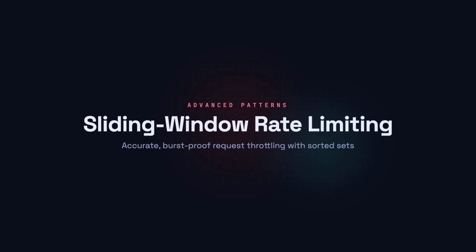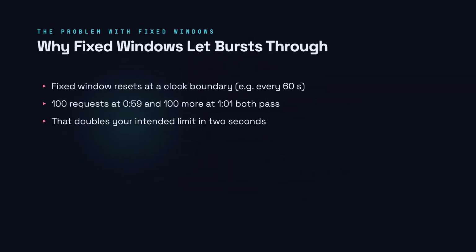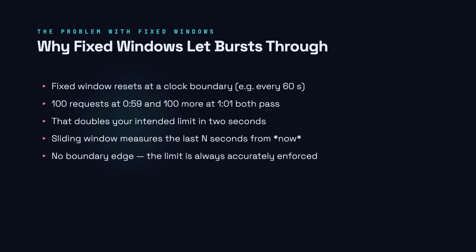In this lesson, you will learn how to build a sliding window rate limiter in Redis, the kind that blocks burst abuse at boundaries that fixed windows let slip through. A fixed window counts requests inside a hard time bucket. The problem is an attacker can fire a full burst at the end of one bucket and again at the start of the next, effectively doubling throughput.